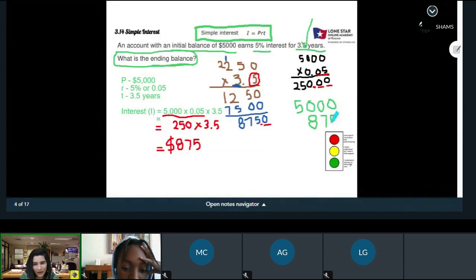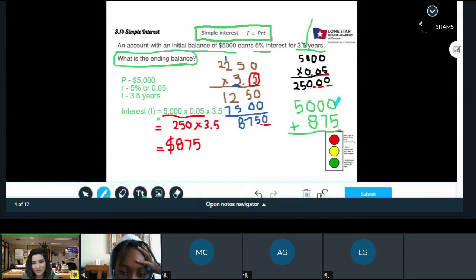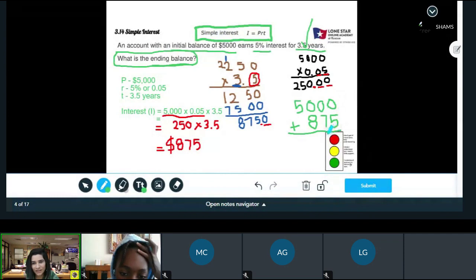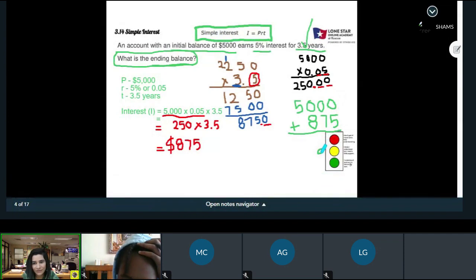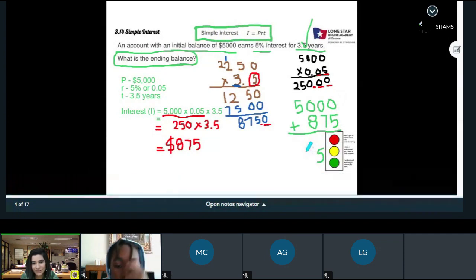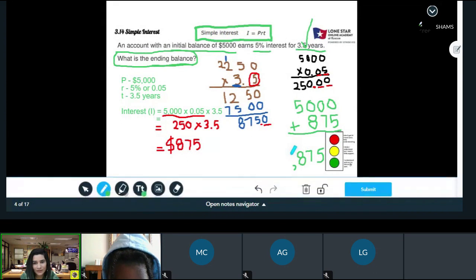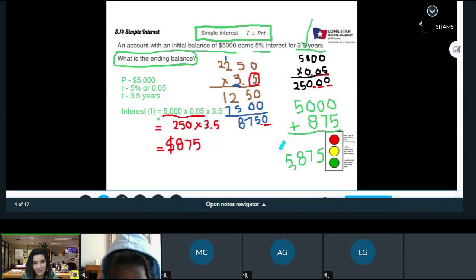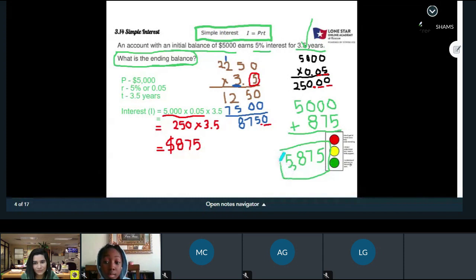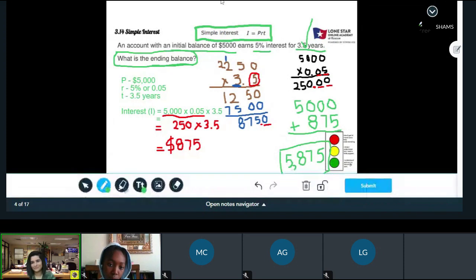Now the final balance in the bank account is the 5,000 that they had, plus the amount of interest that they earned, and that will be 0 plus 5. I'm just going to write down the answer here, 5. 0 plus 7 is a 7. 0 plus 8 is 8. And then we also have a 5. So the total amount in the bank will be $5,875. Any questions before we move on? Let me know.